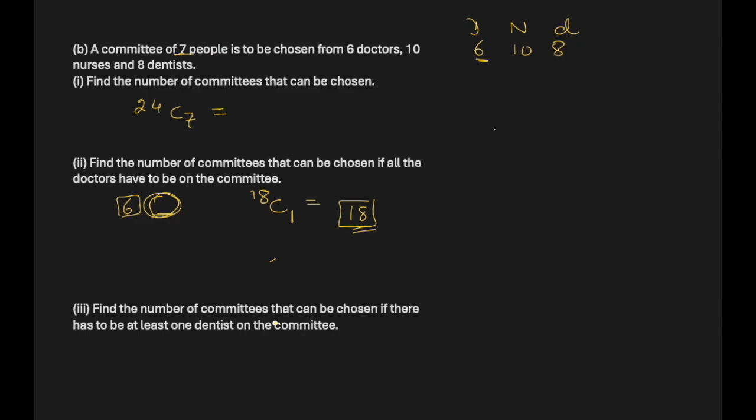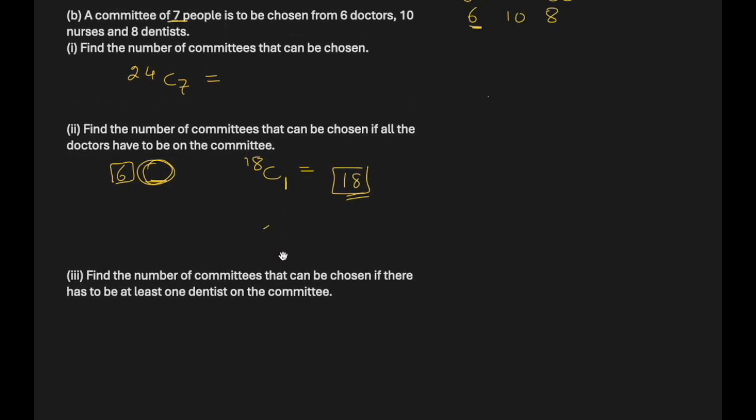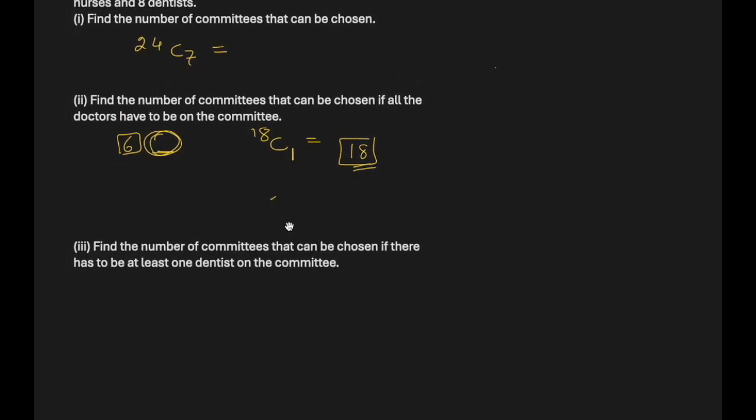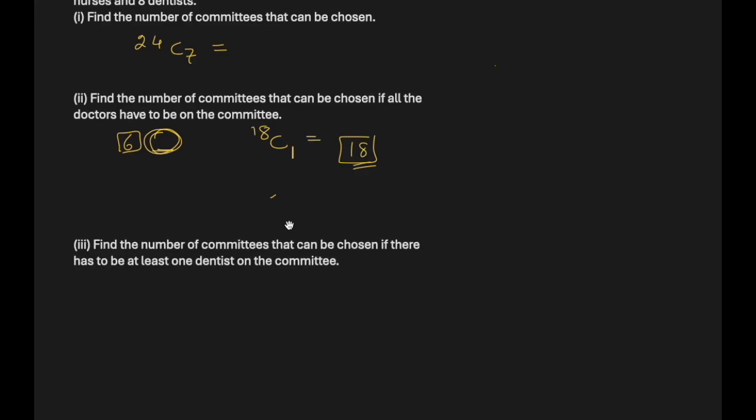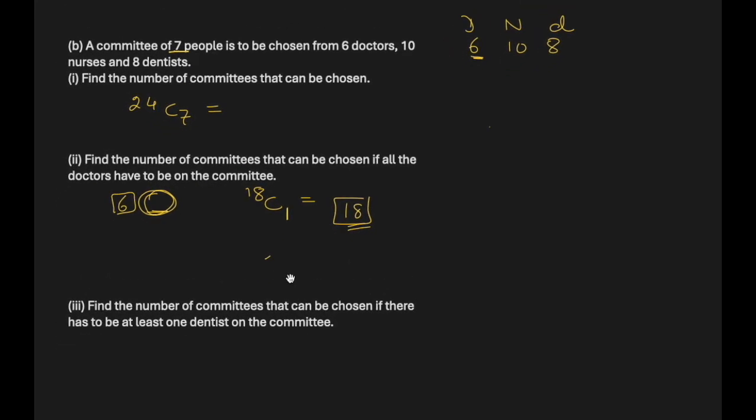Find the number of committees that can be chosen if there has to be at least 1 dentist on the committee. Okay. We need to have 1 dentist at least. They said at least, right? Can we have all of them? Yes. So they said at least 1 dentist on the committee. That means we can have all of them dentists as well. So dentists are at least 1, 2, 3, 4, 5, 6, 7, all of them. Rest we will write as nurses and doctors.